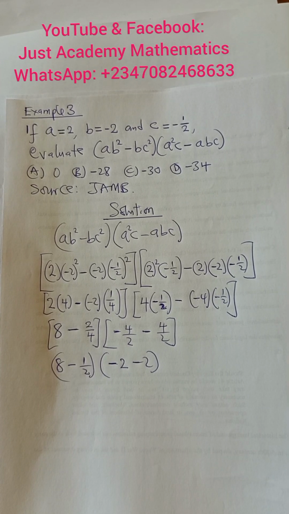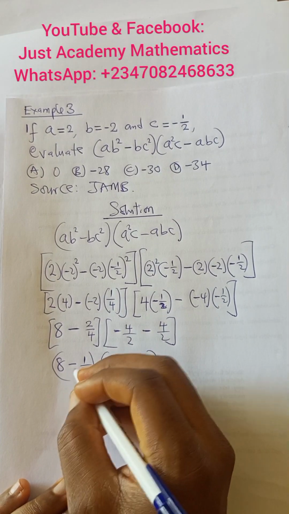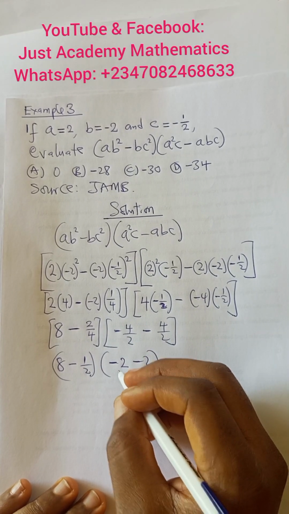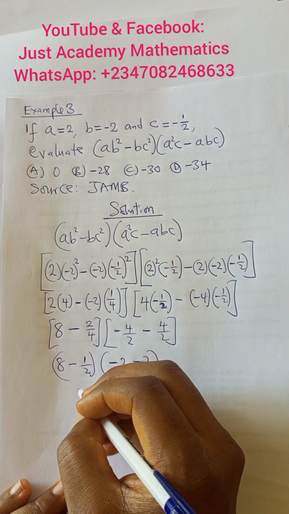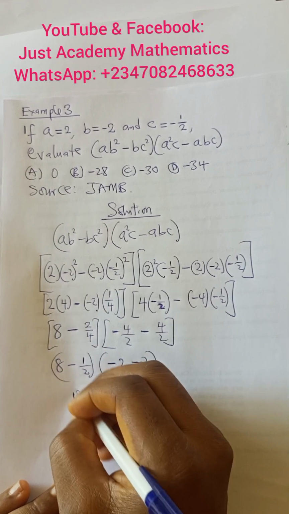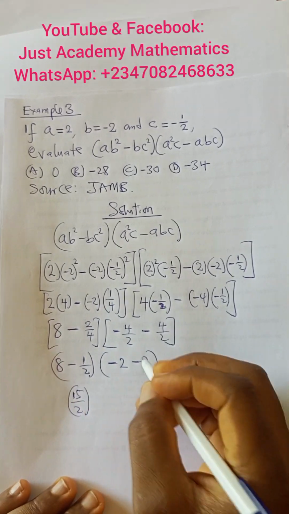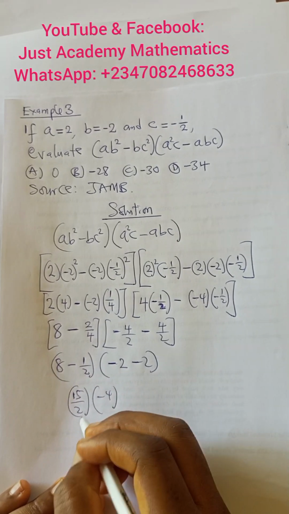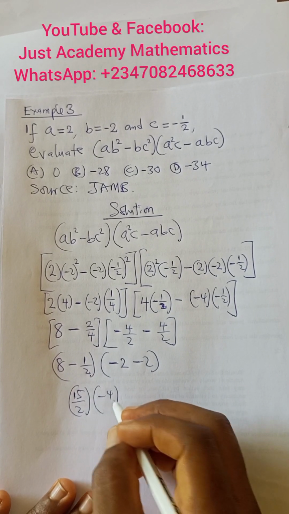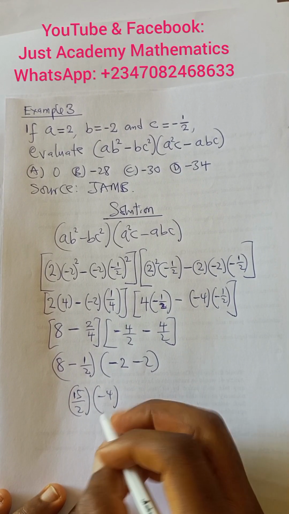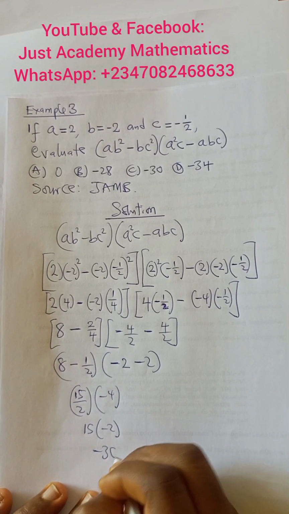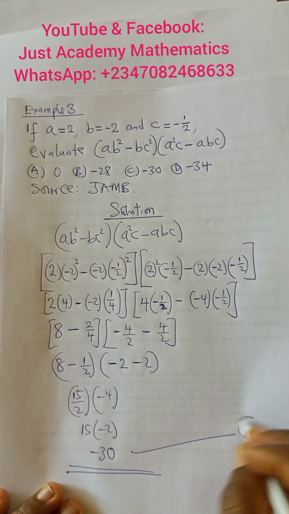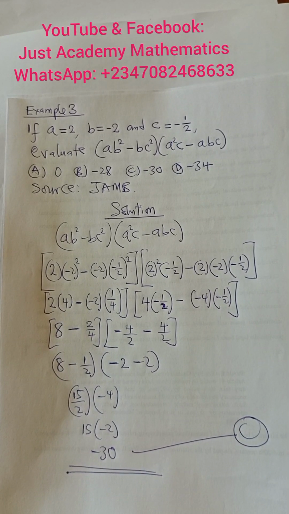So what do we have? We have 7.5. And of course, 7.5 means 15 over 2, times what? Minus 4. So these 2 will cancel these 2. 4. You have minus 2. So at the end of the day, you have 15 times minus 2, which is minus 30. And that is option what? C. That is option C.